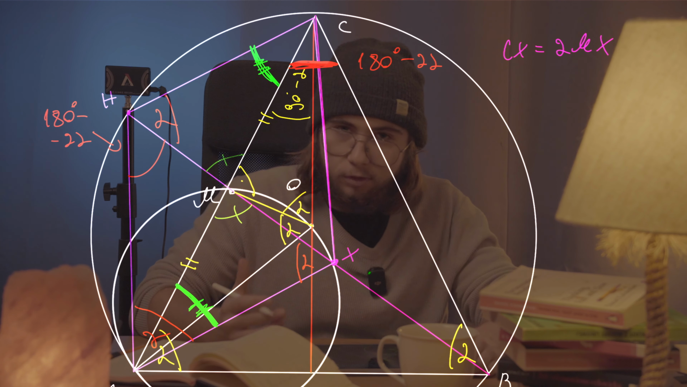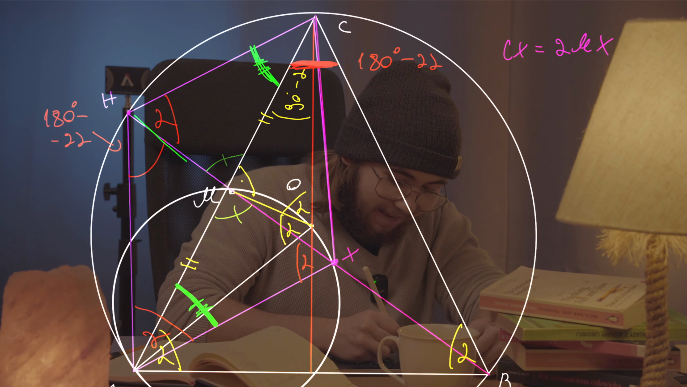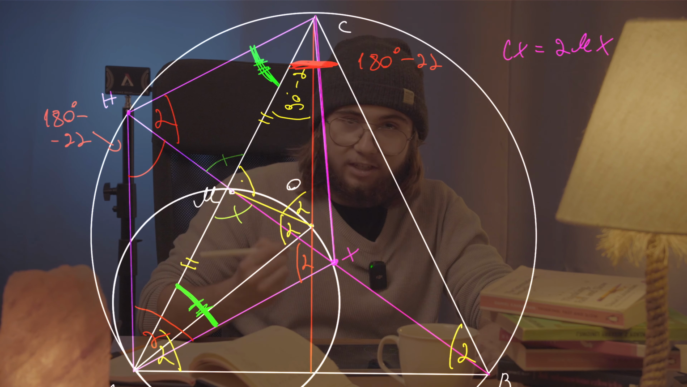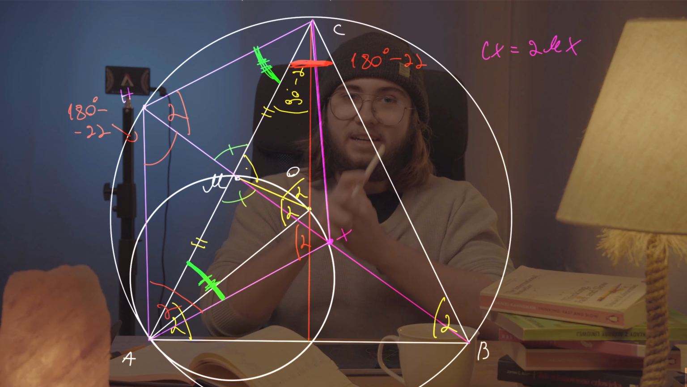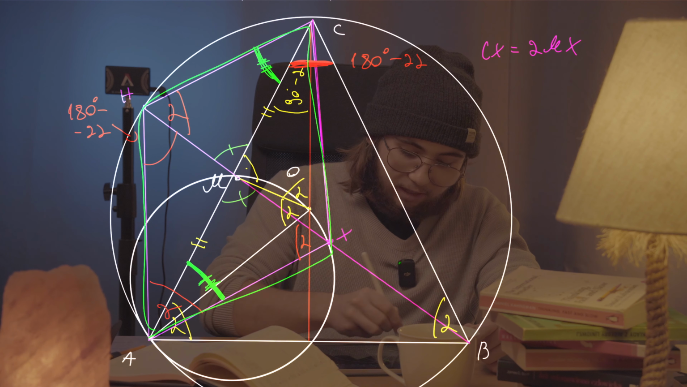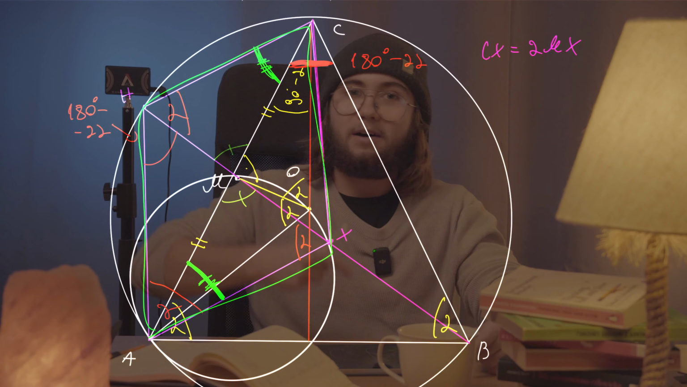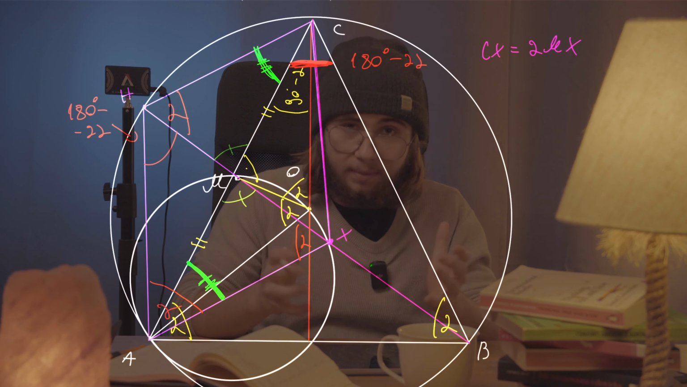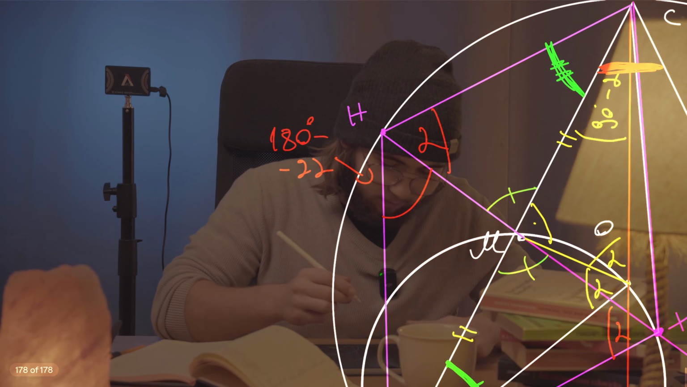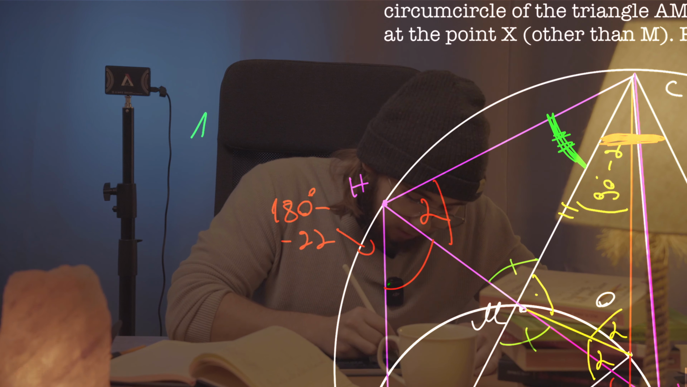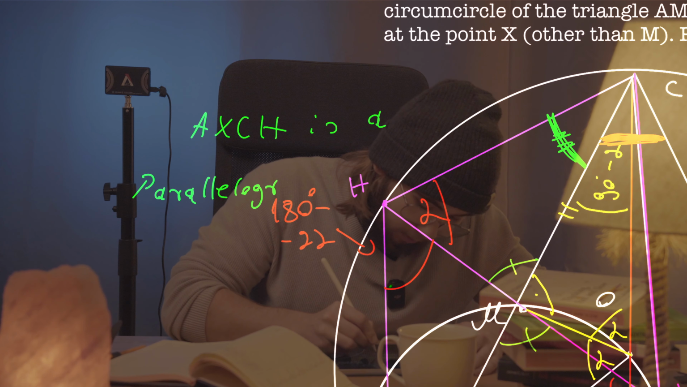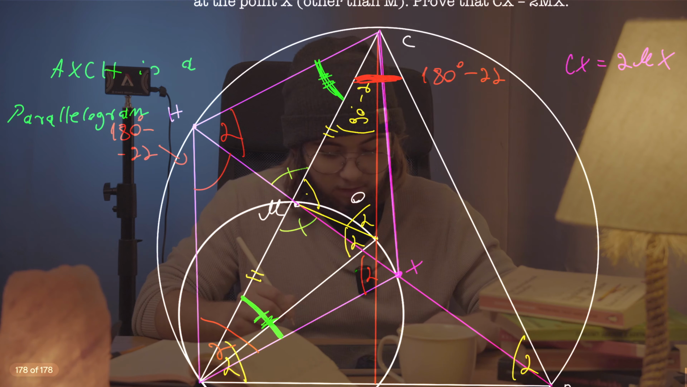But what does this thing also tell us? It tells us that HM is equal to MX. And so we actually finally get that the diagonals of this quadrilateral AXCH are bisecting each other, and so this is indeed a parallelogram. If this is a parallelogram, yes, so I'm gonna even write it down. So AXCH is a parallelogram. Yeah, lovely.